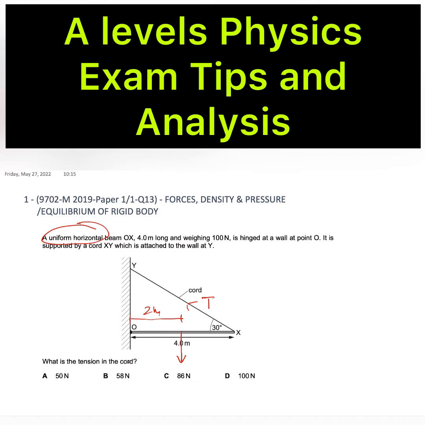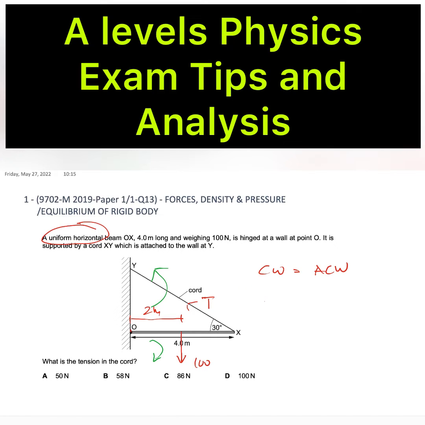Since this is in equilibrium, you have to take the moment about point O. This is the concept of equilibrium of a rigid body. That means the clockwise moment will be equal to the anti-clockwise moment. Don't bother about which one is clockwise and which is anti-clockwise. T will produce the moment turning this way, and the other one is turning the other way. Turning this way is the anti-clockwise, and this is the clockwise.